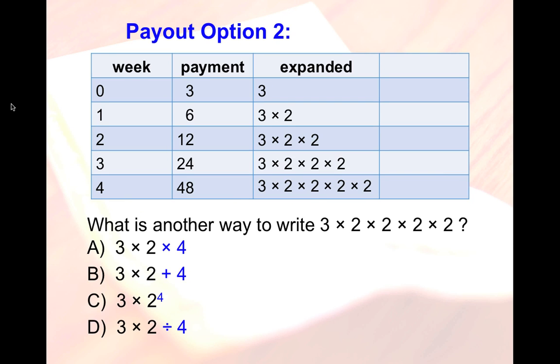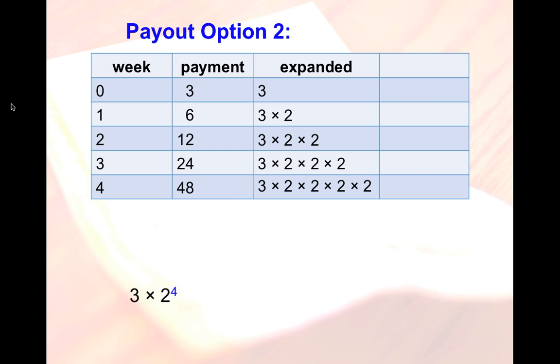Now look at this expression carefully. 3 times 2 times 2 times 2 times 2. We have a more efficient way to write 2 times 2 times 2 times 2. What is it? Which expression is equivalent? A more efficient way to write 3 times 2 times 2 times 2 times 2 is 3 times 2 to the 4th power. So if I rewrite these other expressions with exponents, they would look like this.